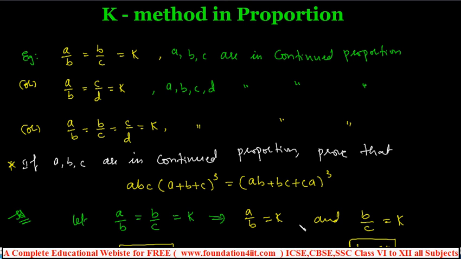So whenever A, B, C or A, B, C, D or even A, B, C, D, E are in continued proportion, we can make it K and solve. Not only this, we'll see a few more problems based on the K method now. I'll explain some more problems you'll see using the K method in this proportion.